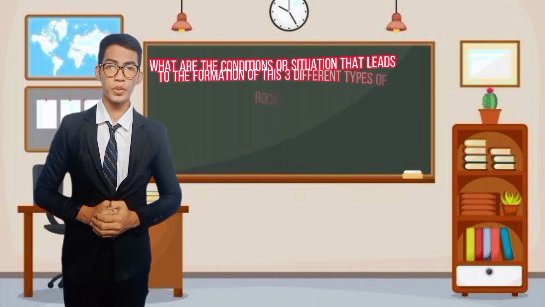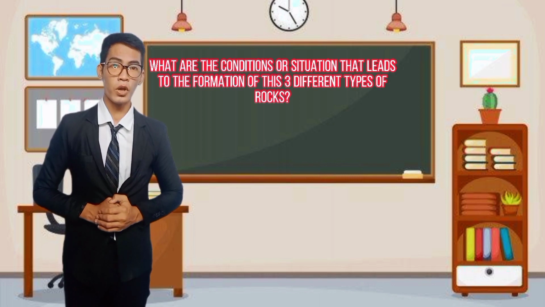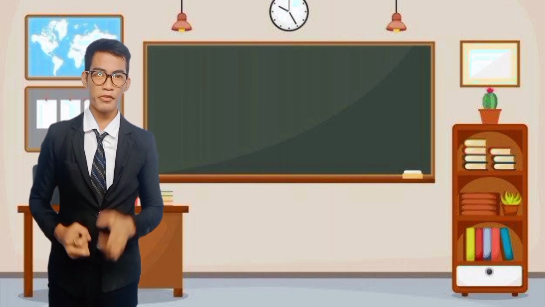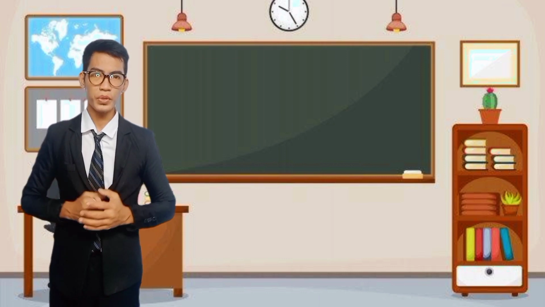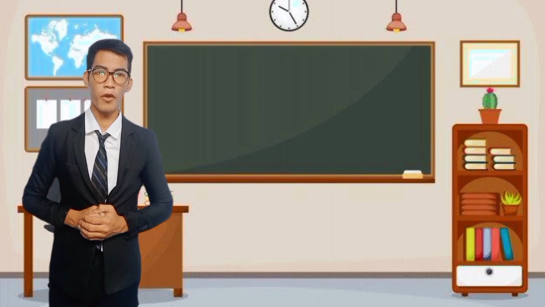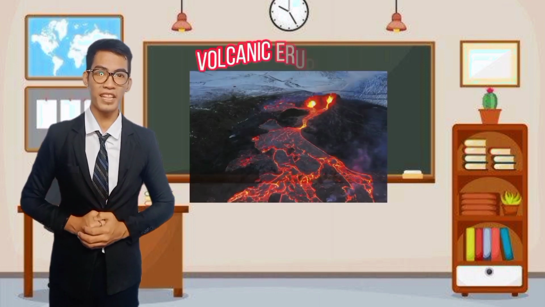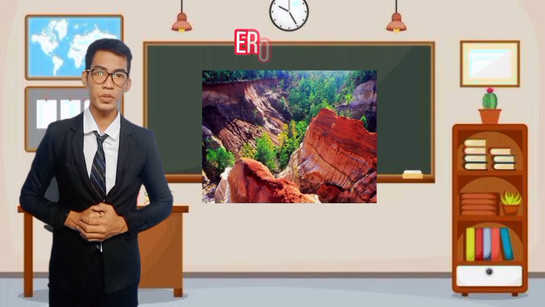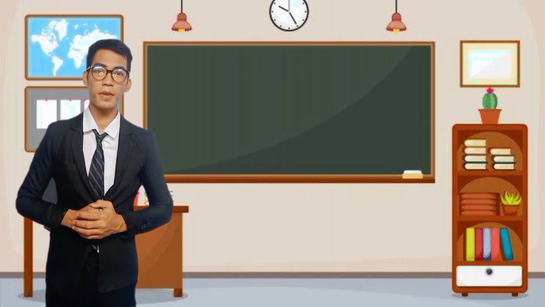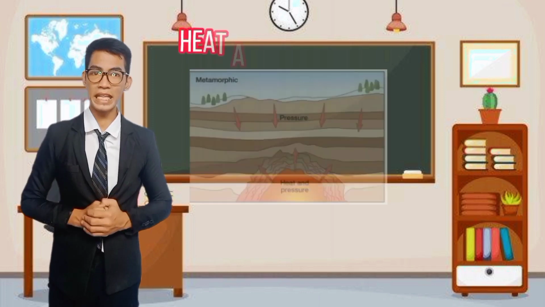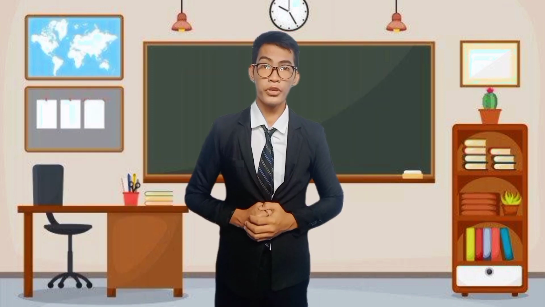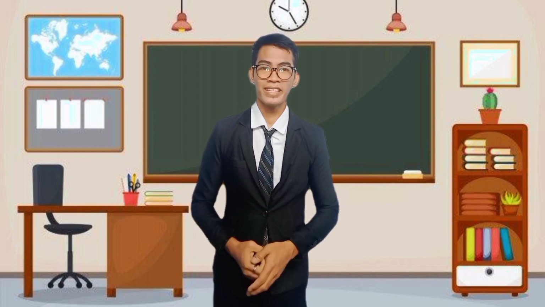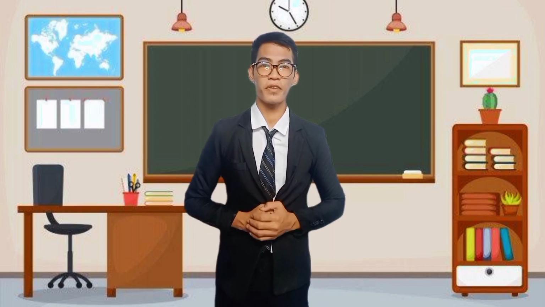So what are the conditions or situations that lead to the formation of these three different types of rocks? That's right. First, in igneous rock, the condition or situation that leads to the formation of this type of rock is the volcanic eruption. Second, in sedimentary rock is the erosion. And third, in the metamorphic rock is the heat and pressure. Now, you have already learned the different types of rocks and the conditions or situations that lead to the formation of these different types of rocks.